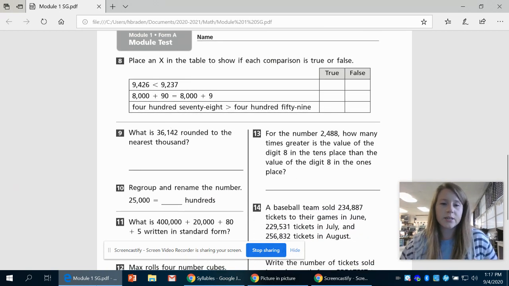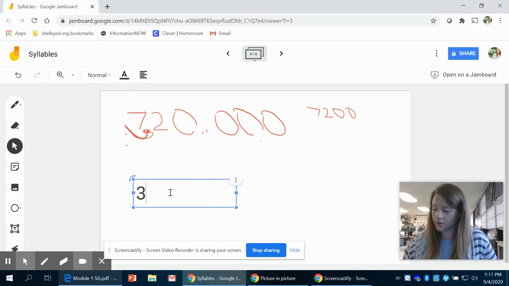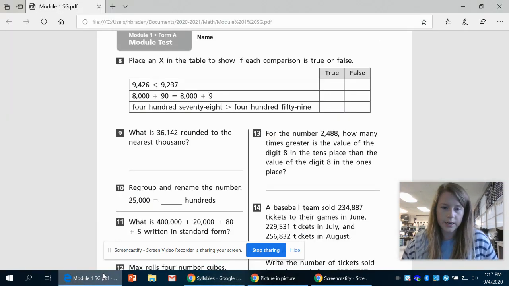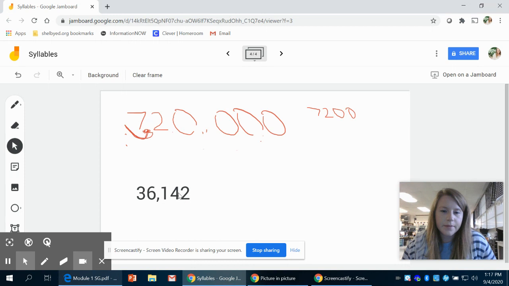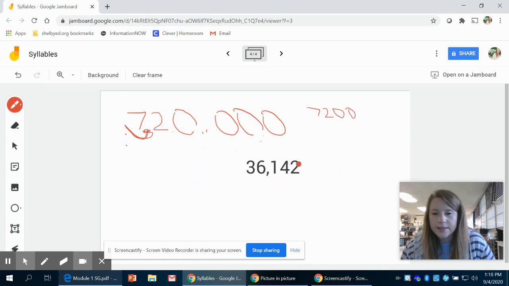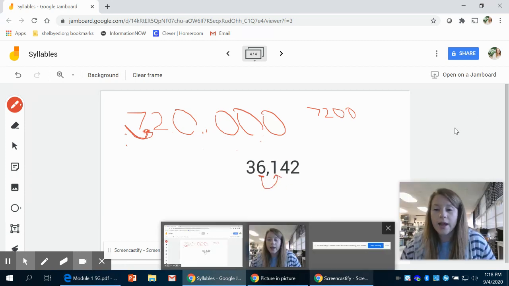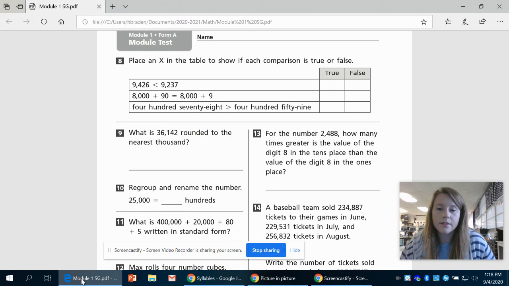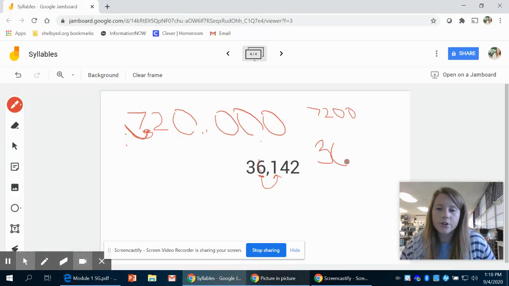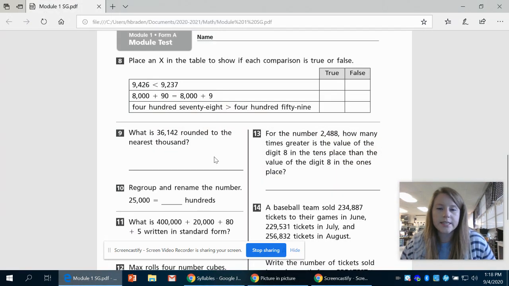What is 36,142 rounded to the nearest thousand? All right. Well, I've got to find my thousands place. Ones, tens, hundreds, thousands. Now I've got to figure out if I've got to round up or down. So I'm going to look to the place before it. There's a 1. That 1 tells me I need to round down. So that means that 6 stays the same, and everything after it turns into zeros. So it is 36,000.